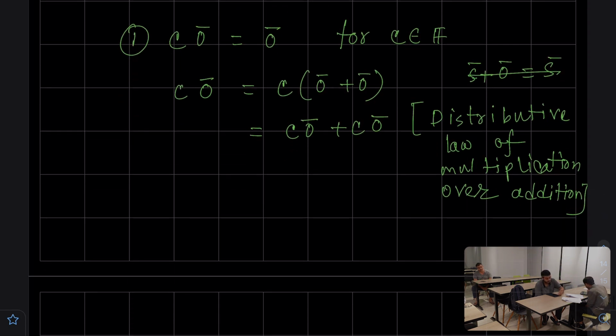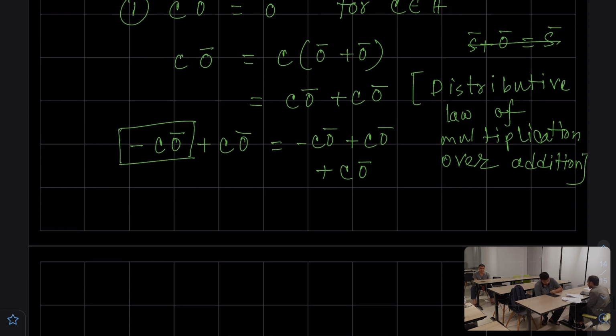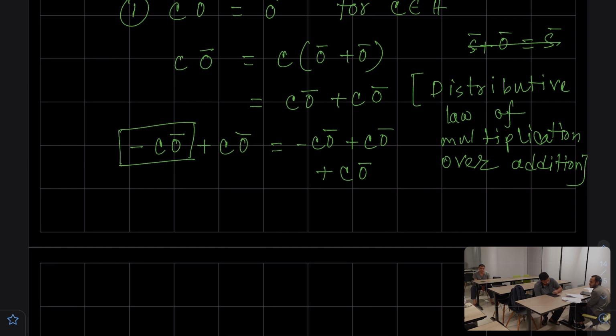Now, what you can do is you can add minus c times 0 vector to both sides: minus c 0 vector plus c 0 vector equals minus c 0 vector plus c 0 vector plus c 0 vector, right? And then on the left-hand side you got what? 0 vector. Why is that?